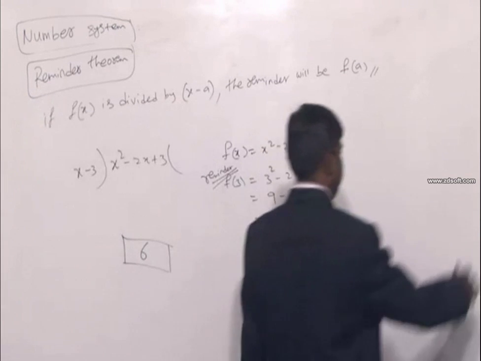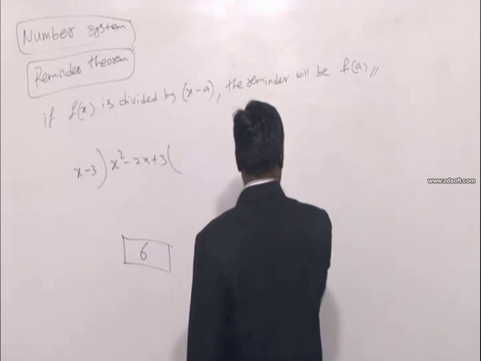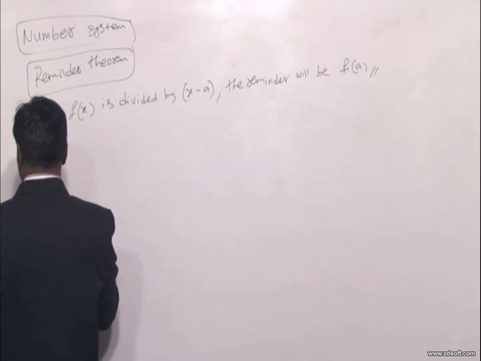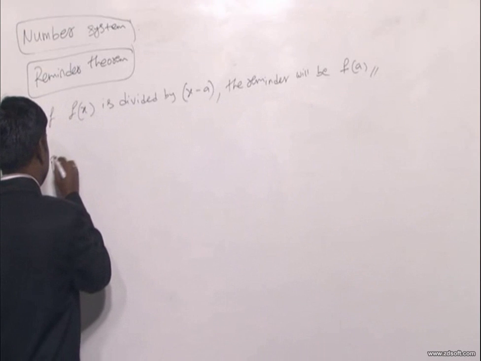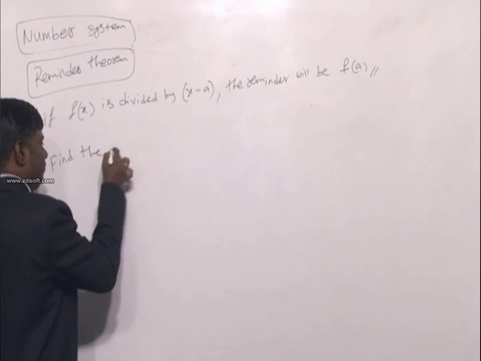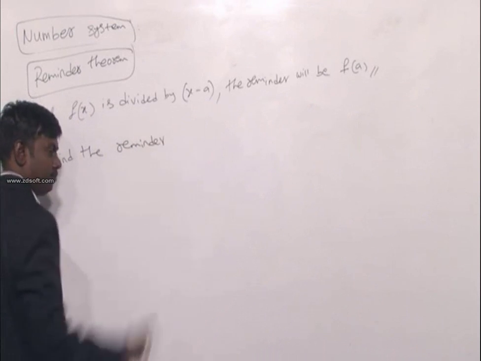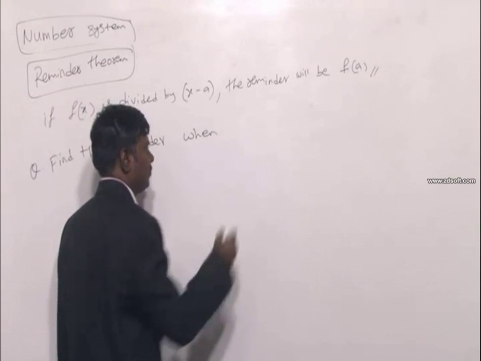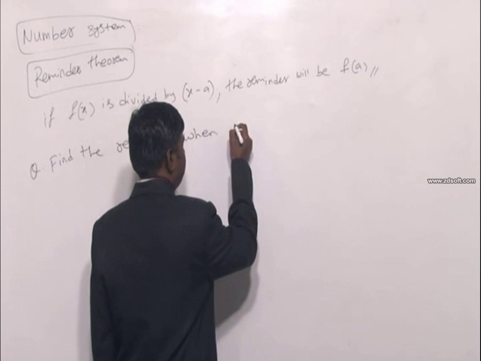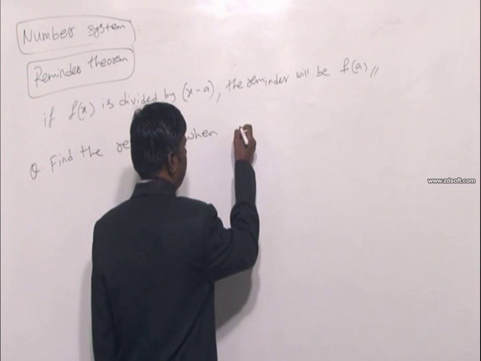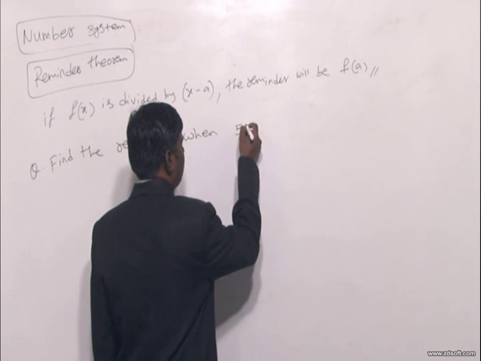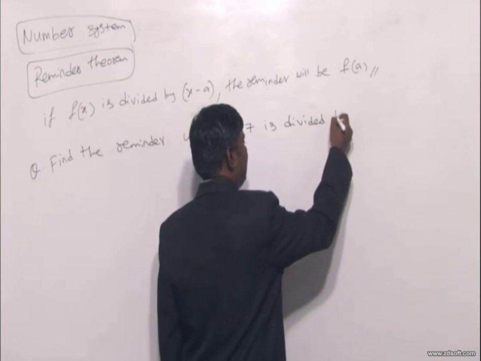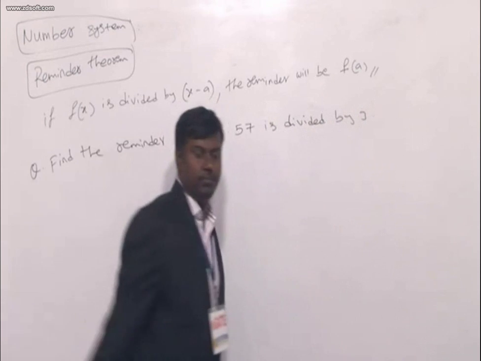How to use this in number system? Find the remainder when 57 is divided by 3. Try this problem.